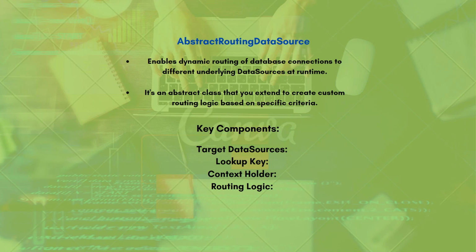Then we have the lookup key, the second key component. That is a value that determines which data source to use for a given request. It is typically obtained from a thread-bound context holder, a thread local variable, and we switch the context on the basis of the key.